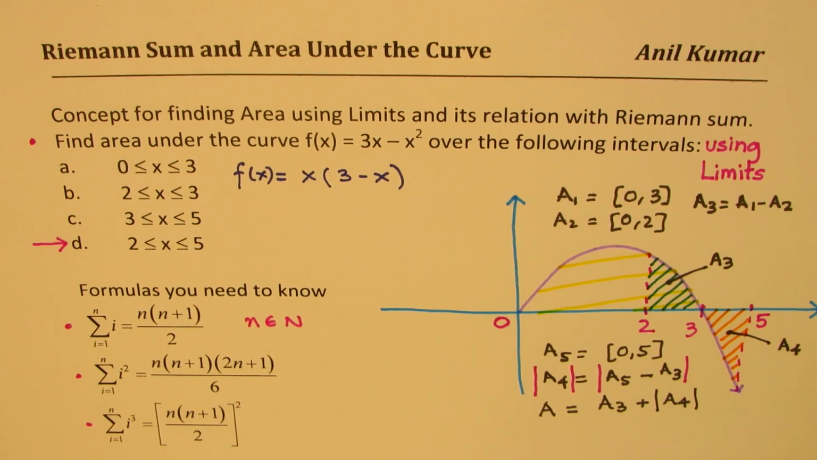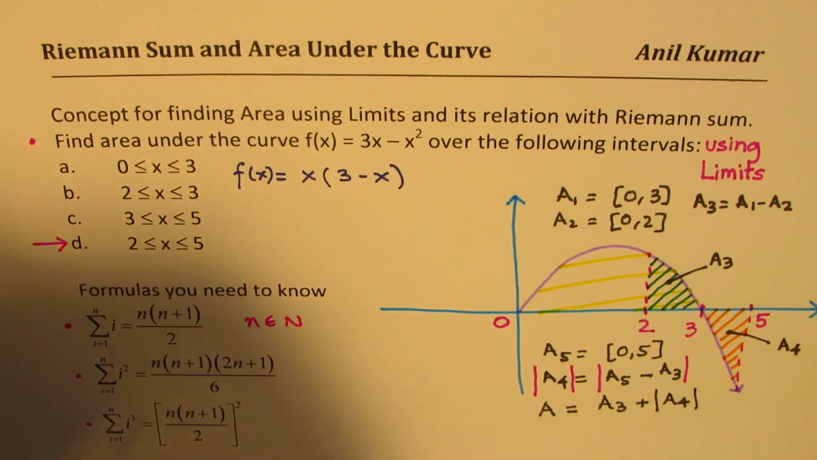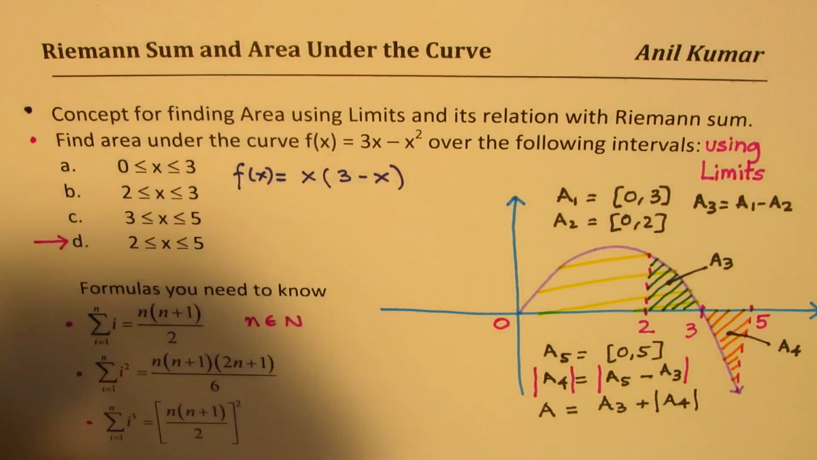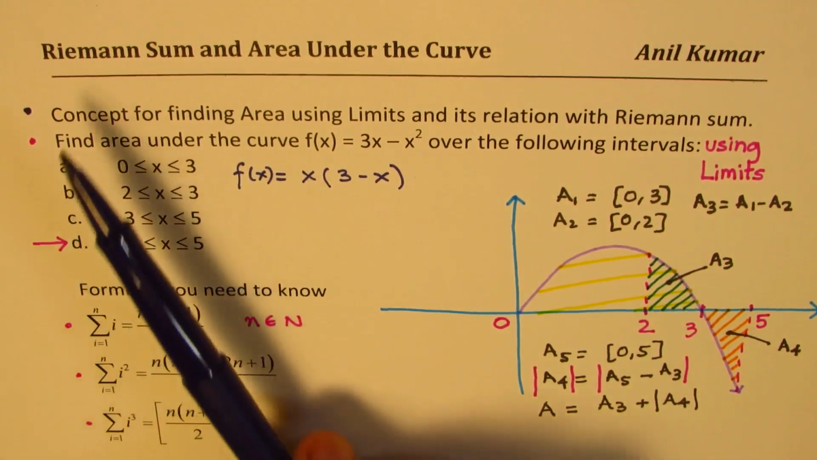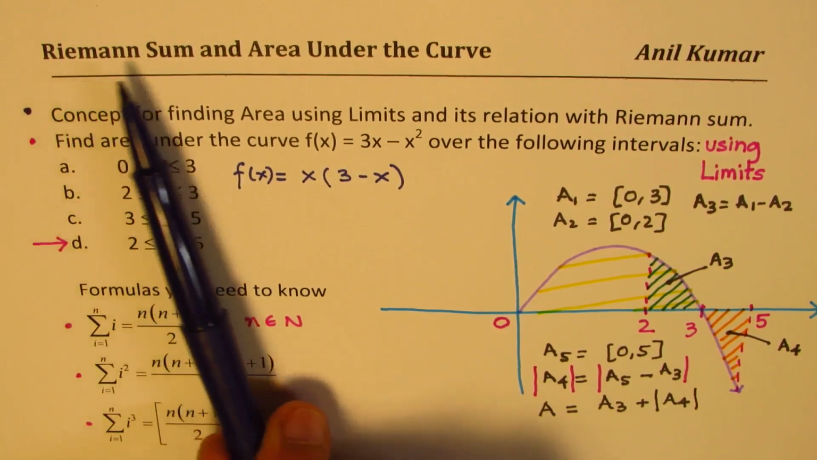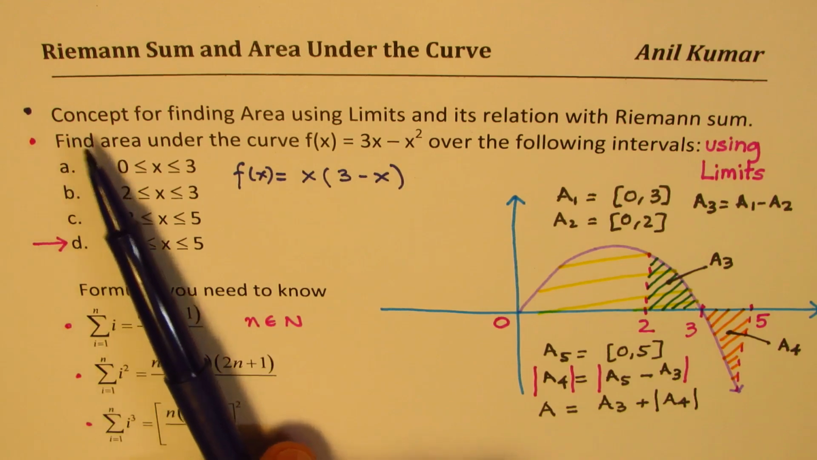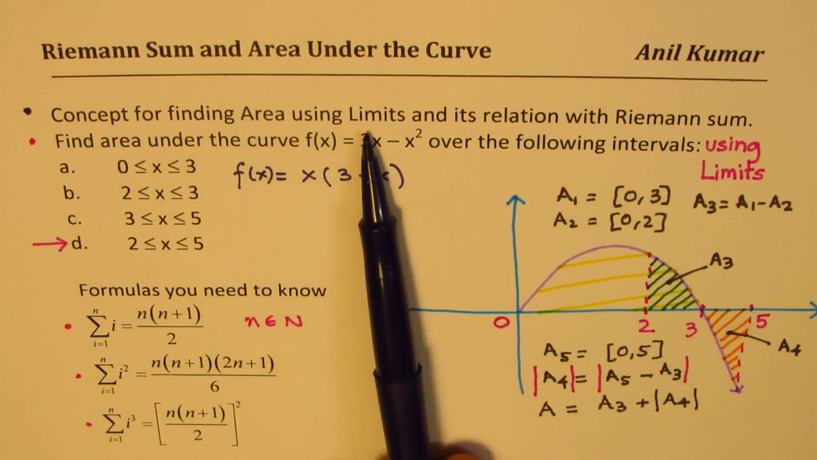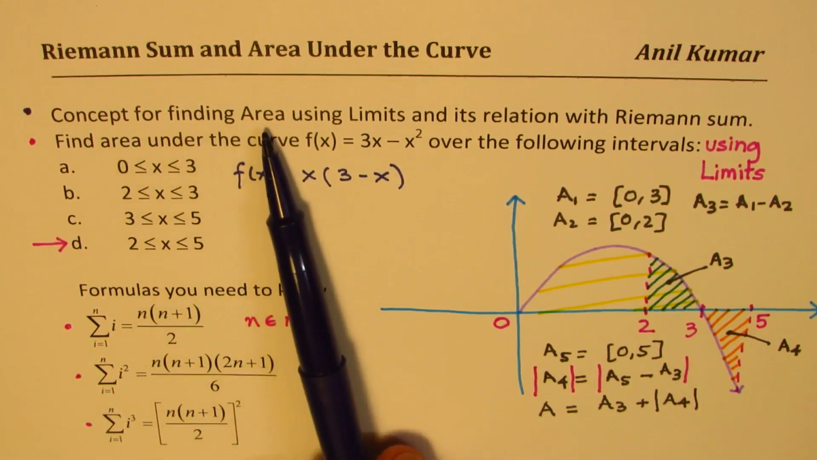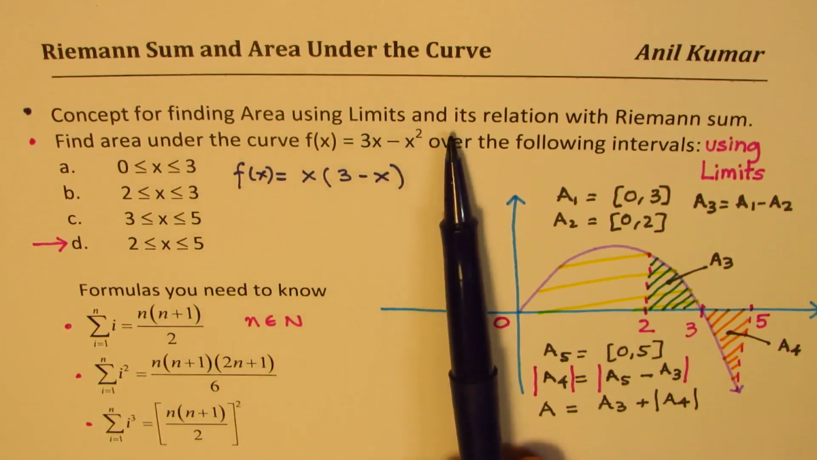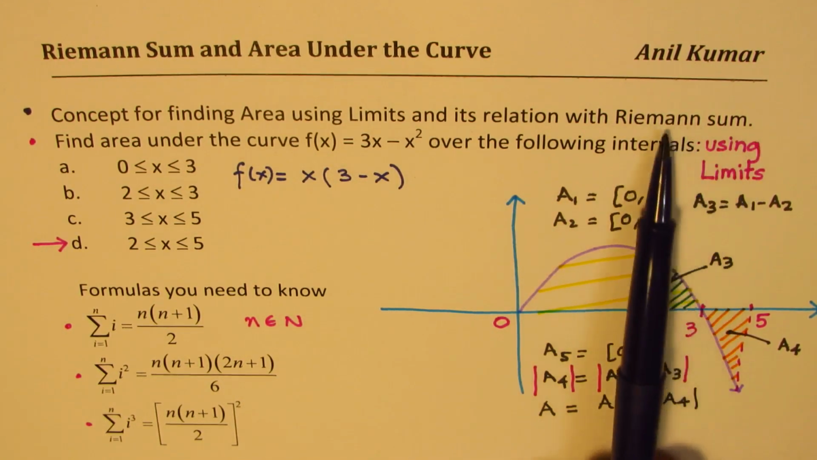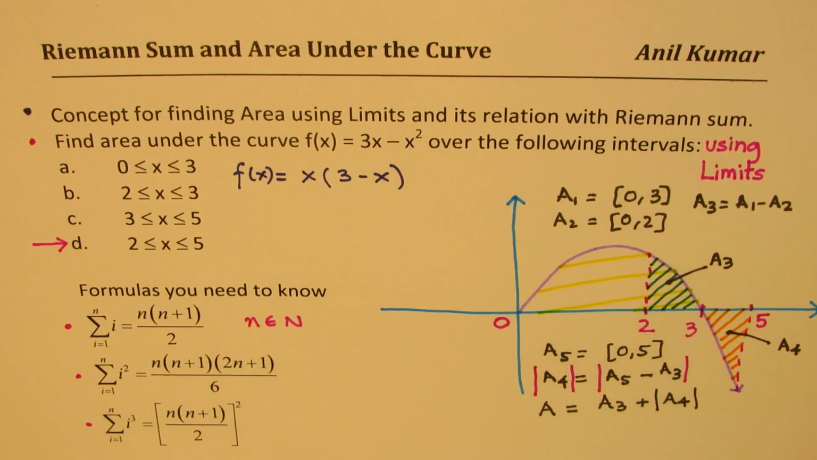Now here is one more concept which we should touch upon before getting into the solution. And this is huge. Hats off to the scientists. The Riemann sum, by his name this is called. The concept of finding area using limits, and its relation with the Riemann sum. That is what we are going to consider now.